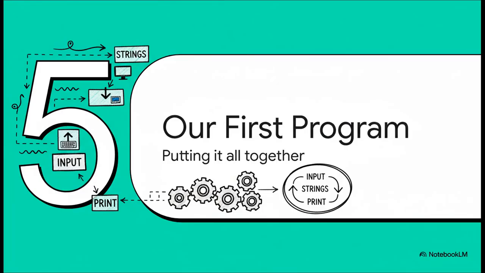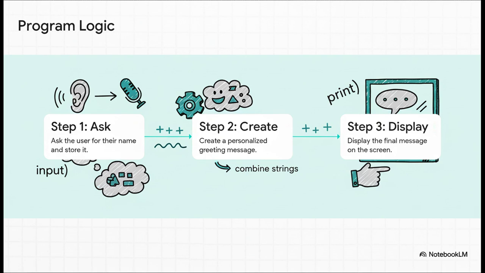All right, time for the main event. Let's put it all together. We've learned about the individual pieces. We've got strings, input, and print. Now, let's assemble them into our very first fully functional interactive program. The logic here is basically a simple three-step recipe. Step 1, we listen to the user with input. Step 2, we prepare our personalized message by combining strings with that plus sign. And finally, step 3, we talk back to the user with print. That's it. That is the entire game plan.